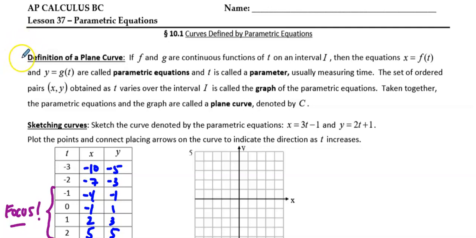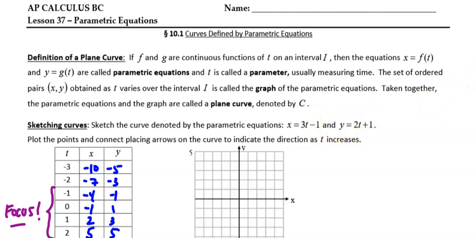We're talking about lesson number 37 today, which is parametric equations. One of the things that differentiates parametric equations from normal equations is that we actually have a t in our function. Usually when you're given a parametric equation set in calculus, you're given an x function and a y function all in terms of t.